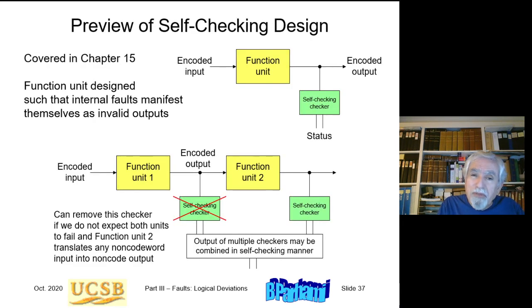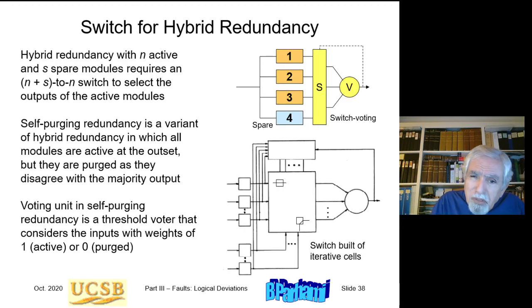Okay, let me skip this preview of self-checking design and go to switch for hybrid redundancy. So here is a hybrid redundancy method with 3 concurrently operating units and 1 spare. And this is more general. There are n concurrently operating units and s spares. Now this switch, basically, one of the ways of designing it is a bunch of switches here in rows and columns. And normally, initially, when these are the active units, so these 3, for example, are active units, all these switches are set in the horizontal connection mode so that these signals are forwarded to this voting unit.